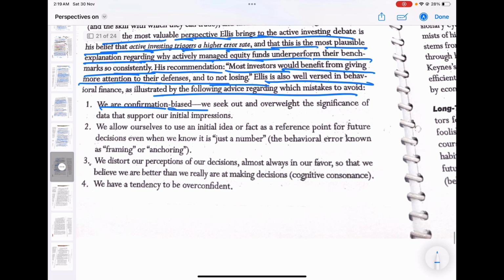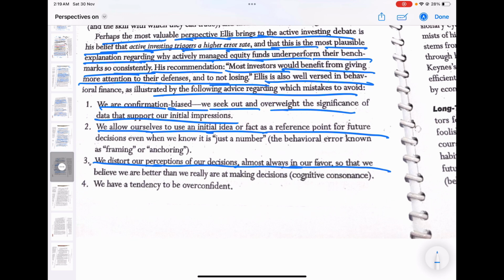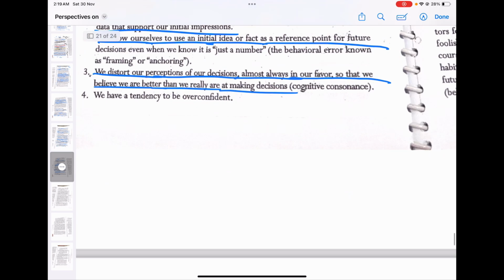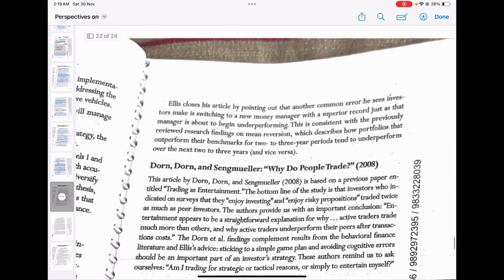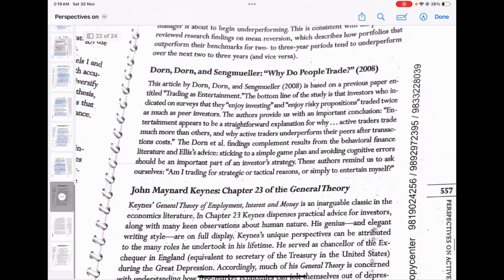We are confirmation biased. We seek out and overweight the significance of data. We allow ourselves to use an initial idea or fact as a reference point. We distort our perceptions of our decisions almost always in our favor, so that we believe we are better at making decisions. We have a tendency to be overconfident. So these are the kind of mistakes which all of us make.